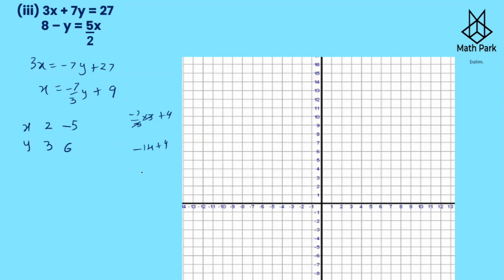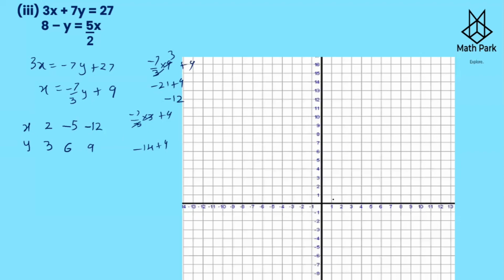Then if you put y is equal to say 9. So we have minus 7 upon 3 times 9 plus 9. 3 threes are 9, 7 threes are 21, minus 21 plus 9. We get this as minus 12. Value of x as minus 12.